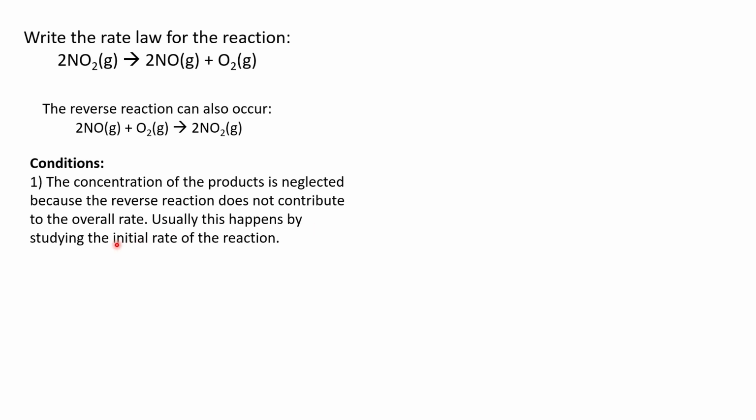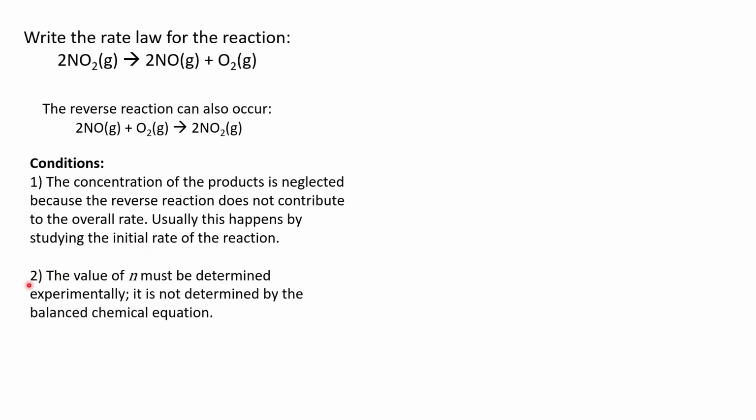We're going to study the initial rate of the reaction. So we're going to look at the rate of the reaction as soon as we introduce that nitrogen dioxide. So we are not going to give it time for the reverse reaction to occur. Again, this is an initial rate. Our second condition is our value of N must be determined experimentally.